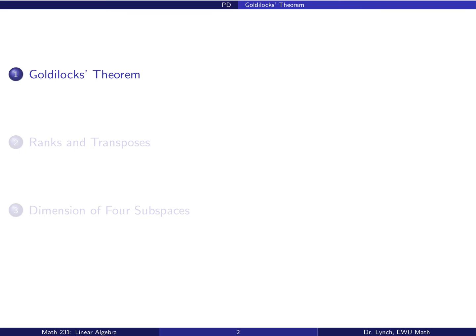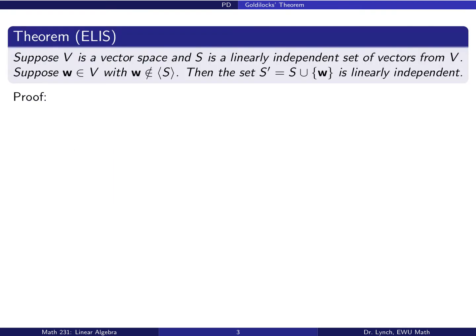We now know that those four subsets from the end of our chapter on matrices are actually subspaces. Okay, so here's the first theorem. This theorem is, suppose that you have a vector space and a linearly independent set of vectors. Now, we'll also suppose W is a vector outside of the span of that set of linearly independent vectors. Then this new set, S prime, that's the set of linearly independent vectors plus W, ends up being linearly independent.